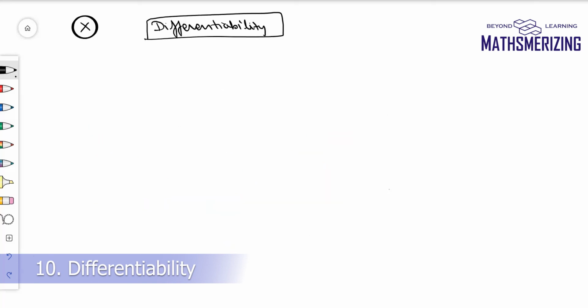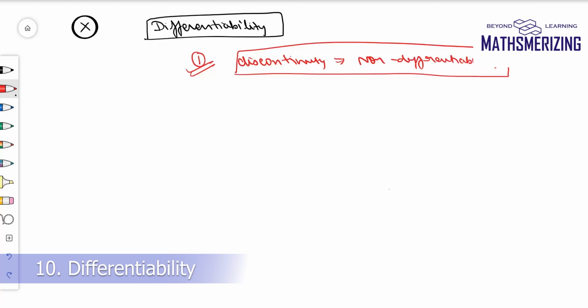Now the 10th thing that we'll decide in a graph is its differentiability, whether a function is differentiable or not differentiable. Now for differentiability, there are two steps. Step number 1: discontinuity implies non-differentiability. If a function is discontinuous at some point, I'll straight away say this function is also not differentiable at that point.